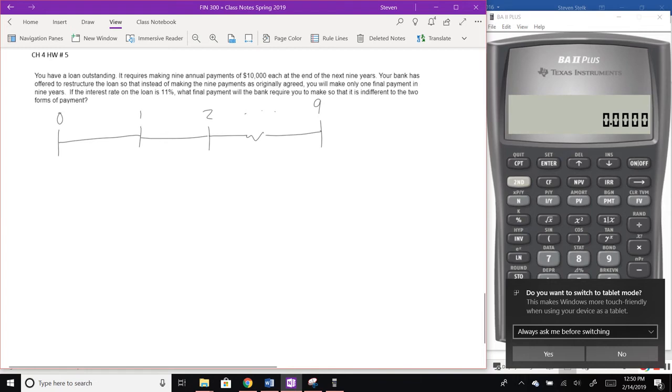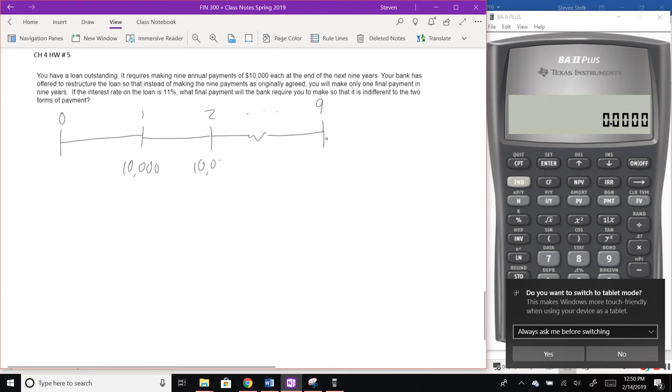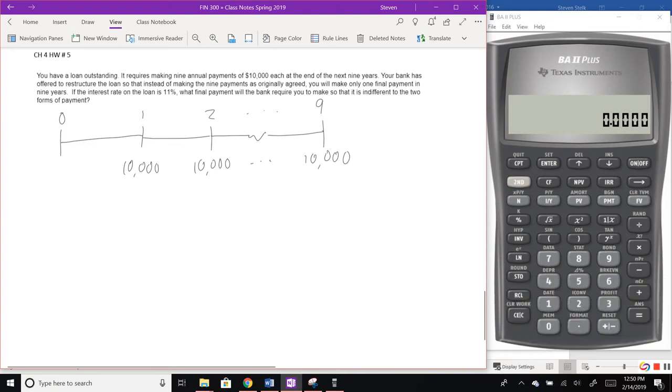Okay, now let's see what cash flows we are looking at here. It says our original loan requires us to make 9 annual payments of $10,000 each at the end of the next 9 years. So 1 year from today, we would make a $10,000 payment. 2 years from today, we would make another $10,000 payment. And then 9 years from today, we would make the final $10,000 payment. It also tells us that the interest rate on the loan is 11%. So off to the side here, I'm just going to write R equals 11%, so I make sure I'm aware of that value.